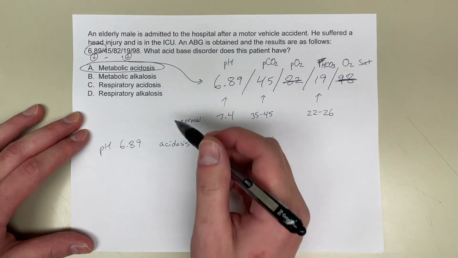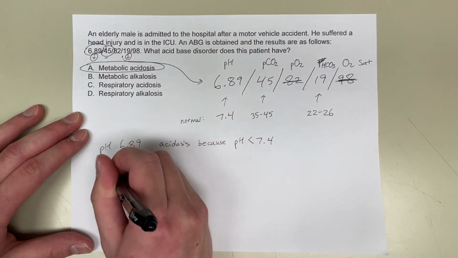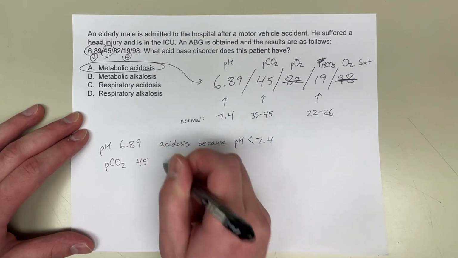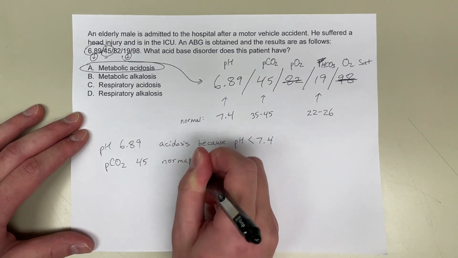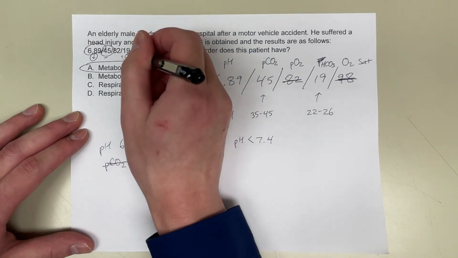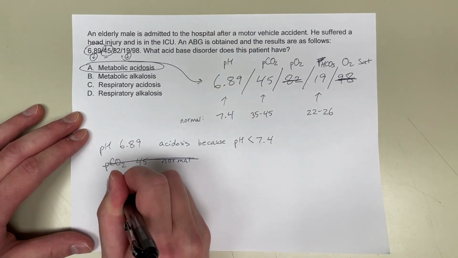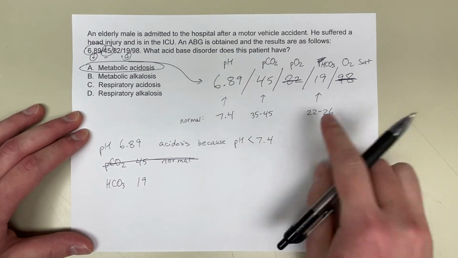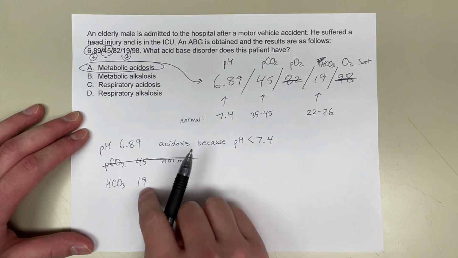The next thing, you look at the other value, the 45 value, which is the pressure of carbon dioxide. That's 45, which is normal, so you can ignore this value. Next you look at 19, which is sodium bicarbonate. And you know that's low because the normal range is 22 to 26.